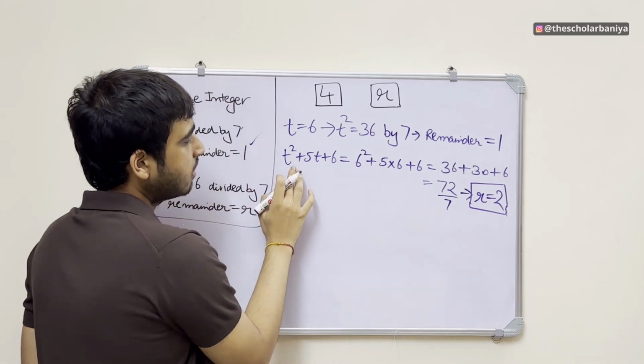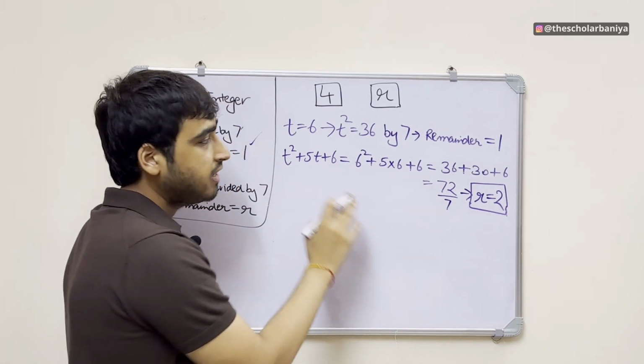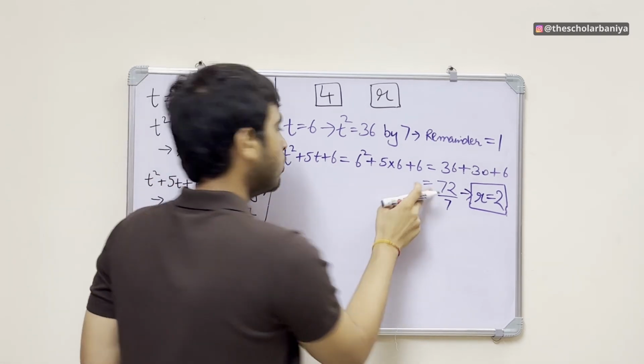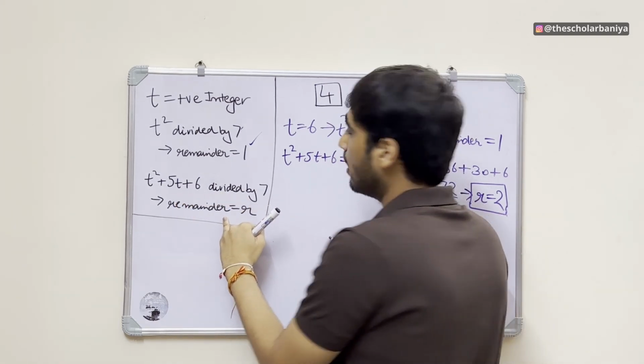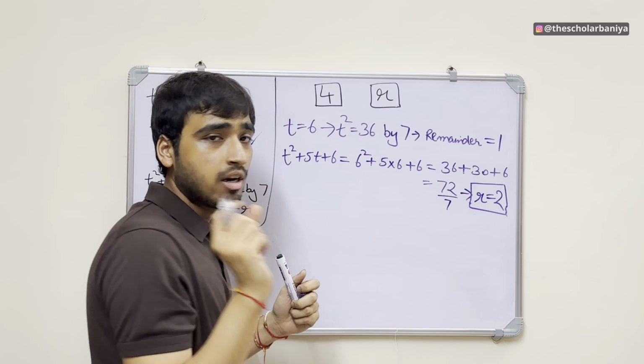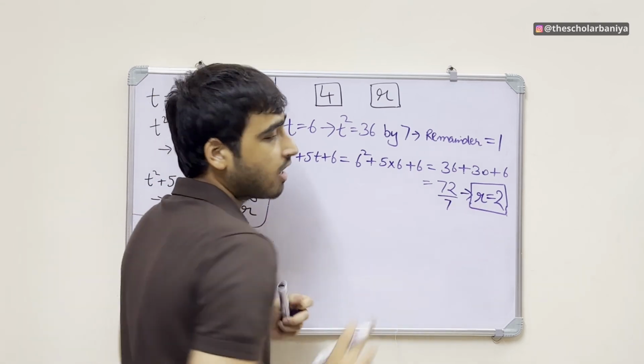Simple. We calculated the value of t square plus 5t plus 6. That came out to be 72. Now we have to divide 72 by 7, so we will get the value of r. So 72 by 7, the remainder comes out to be 2. So that means r is equal to 2.